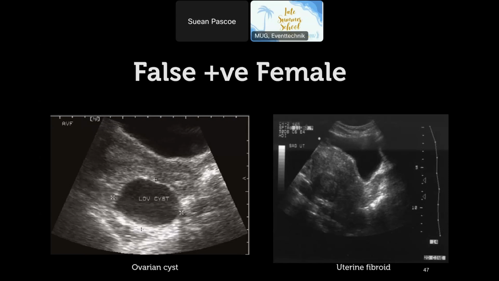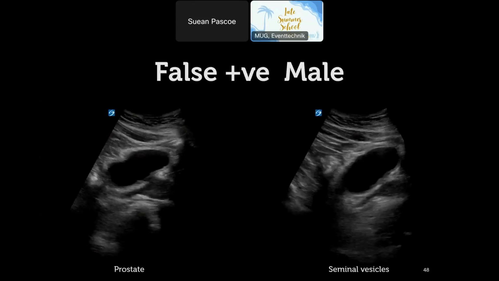So have a look out for those, check their history if they're conscious. You can check their history and just make sure we haven't got ovarian cysts or fibroids. In the men, if you've got your gain settings wrong, you can mistake the prostate itself for free fluid.